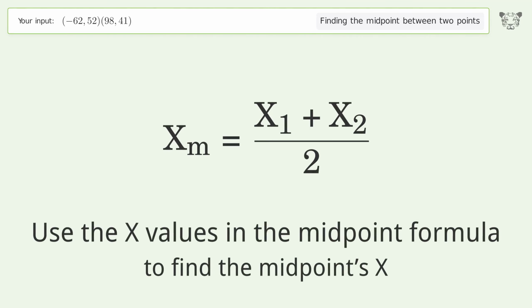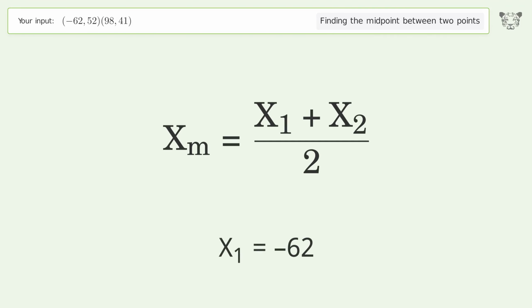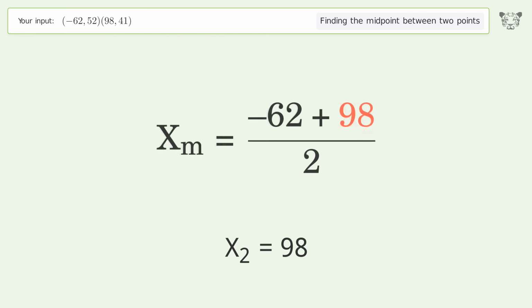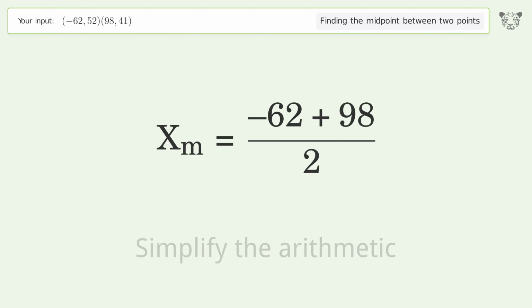Use the x values in the midpoint formula to find the midpoints x. x1 equals negative 62. x2 equals 98. Simplify the arithmetic.